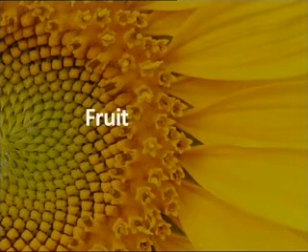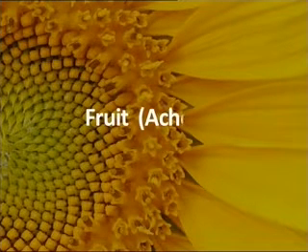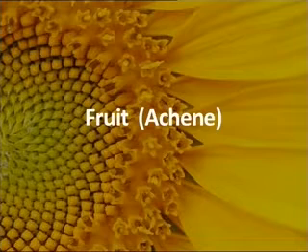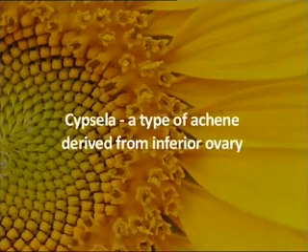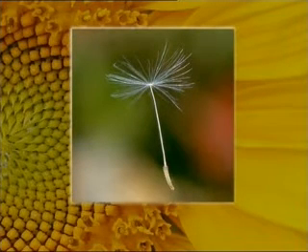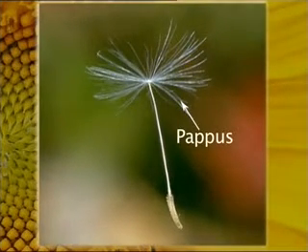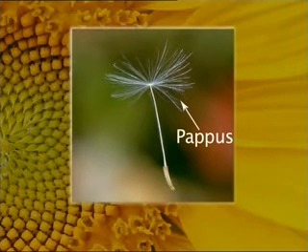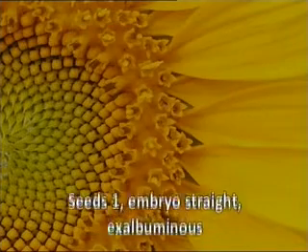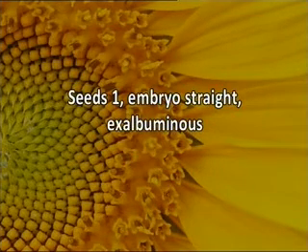Now, the fruit. Fruit in case of Asteraceae is called achene, or more technically, it is called cypsela. Cypsela is basically a type of achene which is derived from an inferior ovary. The fruit is always covered by a persistent pappus at its apex. Sometimes this fruit can be flattened, winged, or spiny. In some taxa, an elongate beak is formed between fruit and the pappus. The seed here is single, embryo is straight, and endosperm is scanty. That's why it is called exalbuminous.